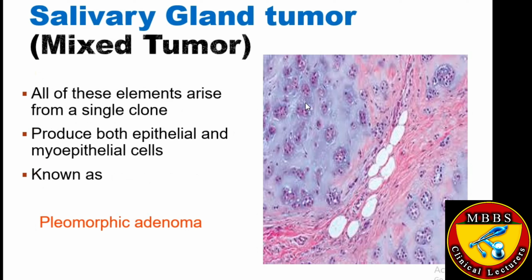And you can see some of these are cartilaginous cells, these are the fat cells, then smooth muscle cells, and maybe in a bigger picture you can see some secretory glandular architecture. So all of these elements arise from a single clone. They produce both epithelial and non-epithelial cells, and this tumor is known as pleomorphic adenoma. It is a mixed tumor of the salivary gland.